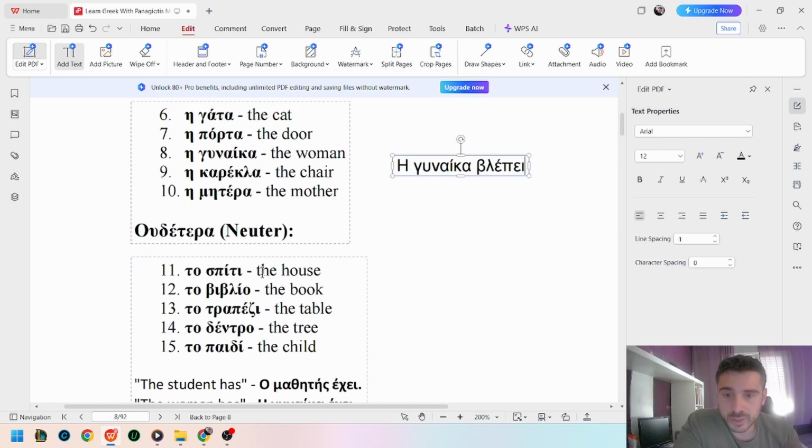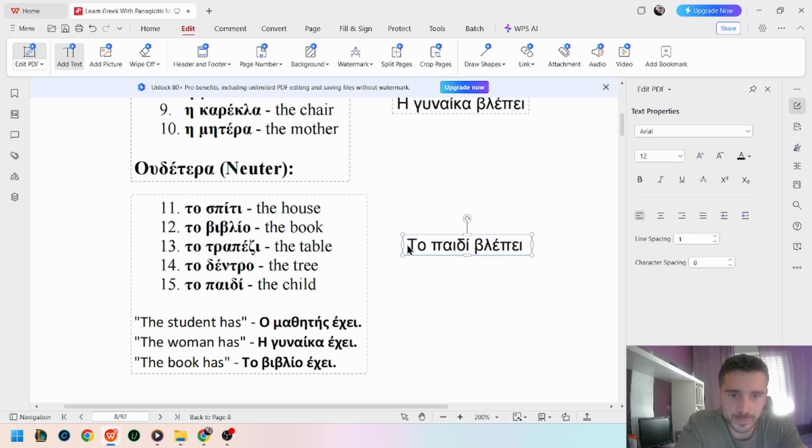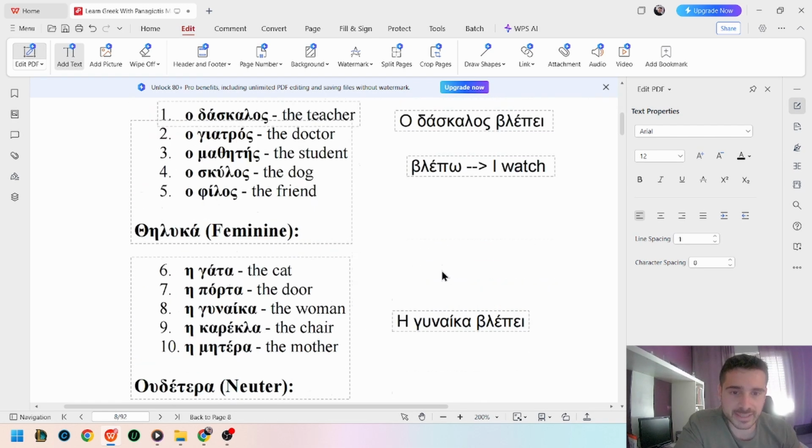And now let's move to the neutral words. Let's see some examples. Λοιπόν, the house, το σπίτι, the book, το βιβλίο, the table, το τραπέζι, the tree, το δέντρο, the child, το παιδί. So, how will we say "the child watches"? We will say το παιδί βλέπει. So far it's easy to make sentences.